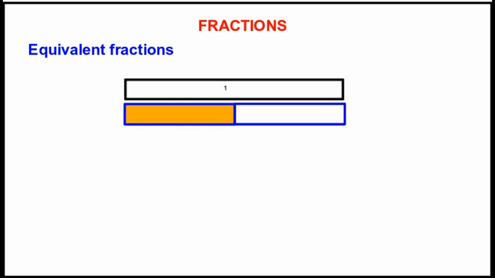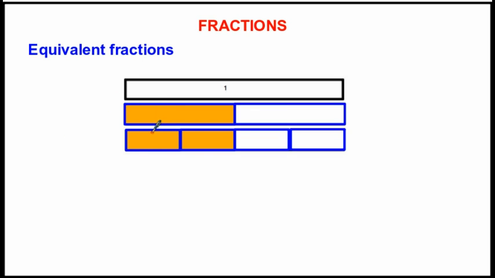Let's see what equivalent fractions are. With that example, we have this square, and if we divide it into 2 pieces, every one is 1 second. And if we divide again, this is 1/4 and 1/4. So this is 2, sorry, it's 2/4. It's equal to 1 second.